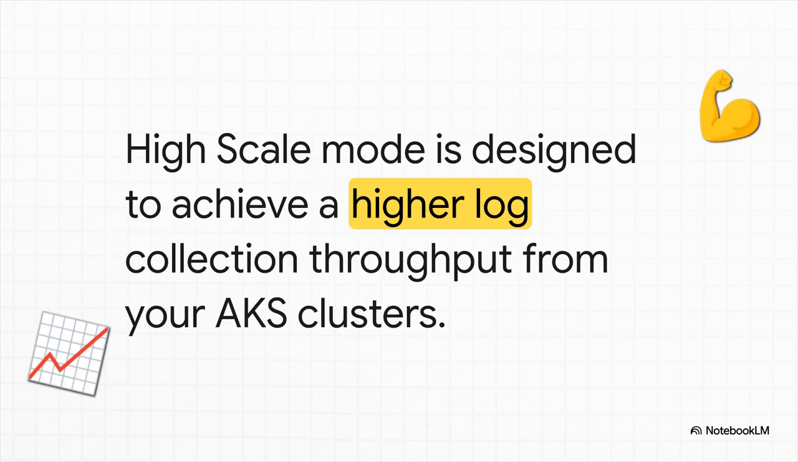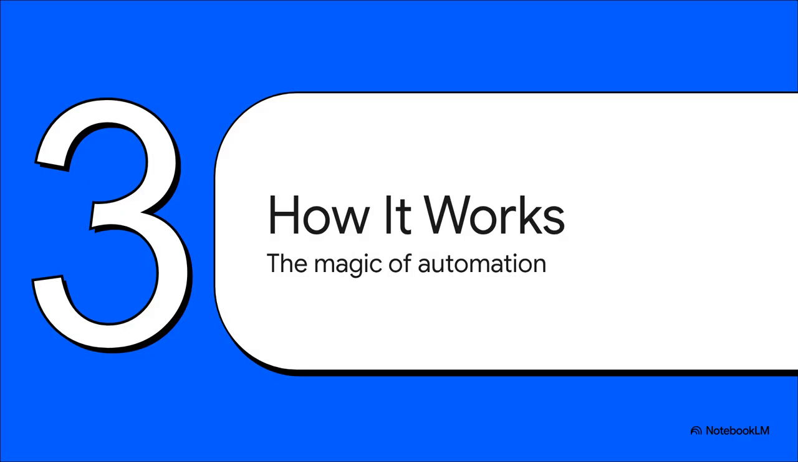To put it really simply, it just delivers way higher throughput. High scale mode is specifically designed to handle that crazy volume of log data and just get rid of that bottleneck for good. And this is where things get really cool. You might hear high scale and think, oh great, here comes a ton of complex configuration. But the secret sauce here is the automation.